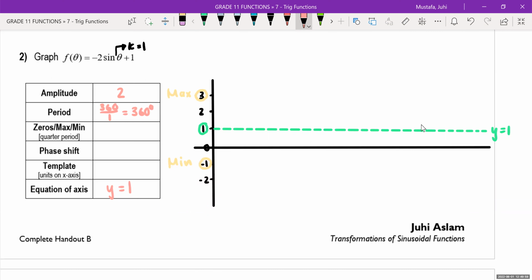To figure out our quarter period, you take your period and you divide it by 4. So it's going to be 360 degrees divided by 4, which is equal to 90 degrees. So the exact same as before. We do not have a phase shift. That means the graph is not moving to the right or to the left because there's no number that comes after the theta. And that means our template, which is just what we're going to be putting on our x-axis, is whatever the quarter period is, in this case 90 degrees.